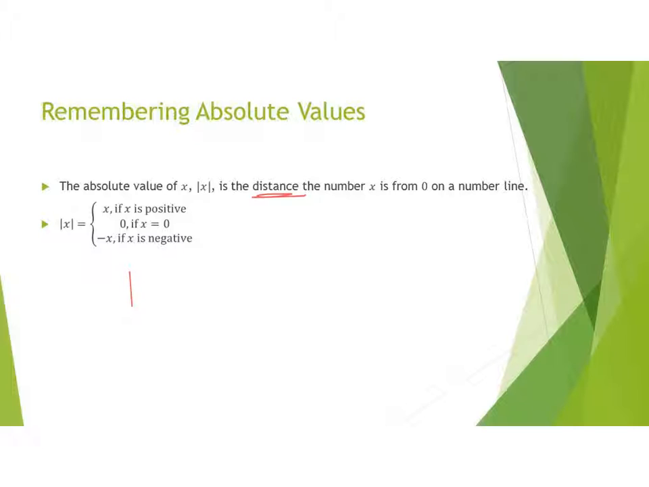So as an example, if x is 3 to start with, then the absolute value of 3 is just 3. The absolute value of 0 is 0. The absolute value of negative 3 is 3, and that would be the opposite of what x started as, and that's what that one means there.